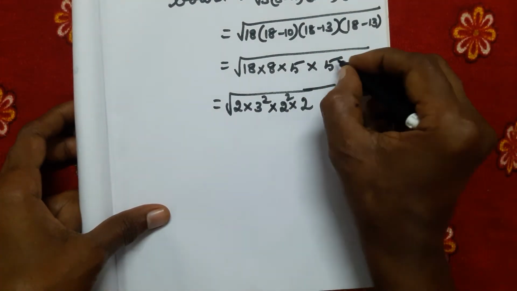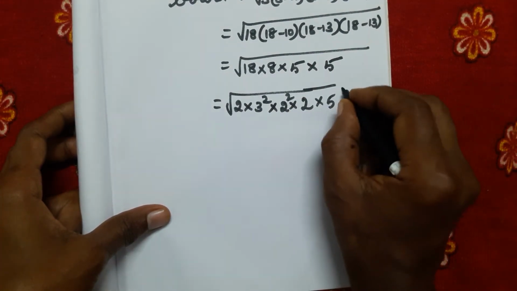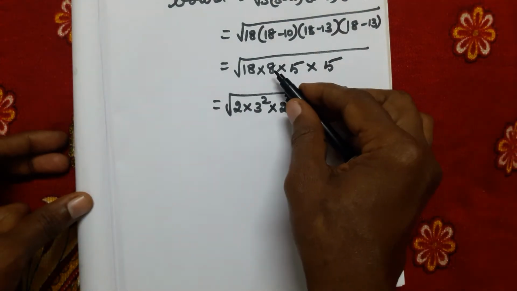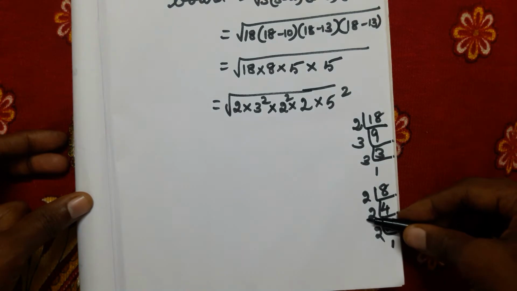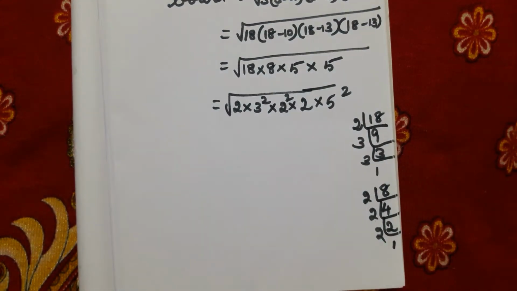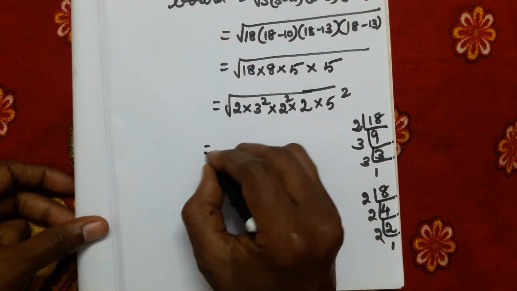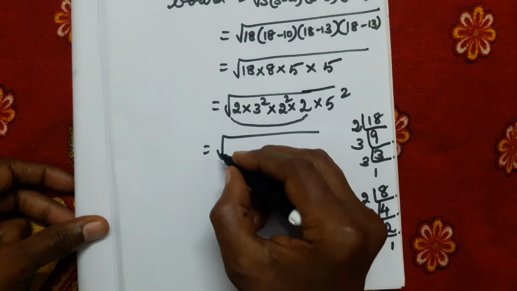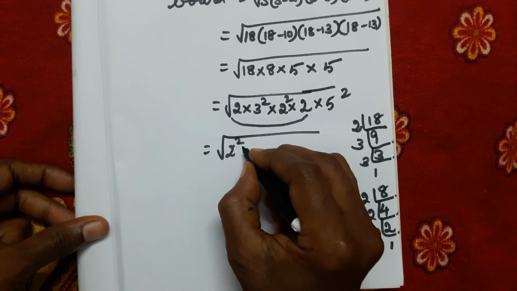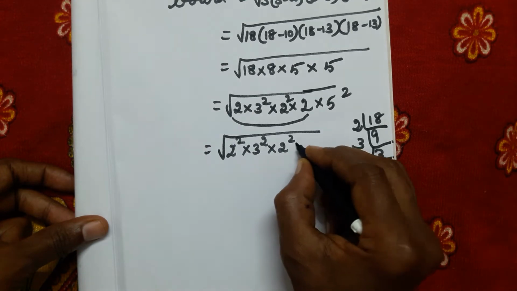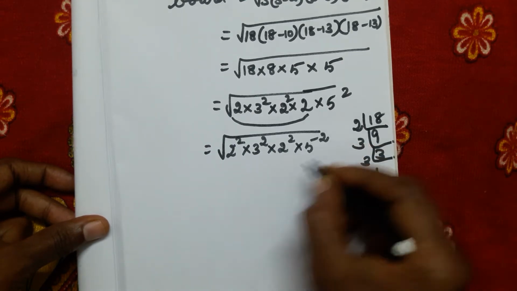Next 5 into 5, 5 square. So 18 in place we write 2 into 3 square, 8 in place 2 square into 2. Next 5 into 5 is equal to 5 square. So it is equal to 2 square into 3 square into 2 square into 5 square.